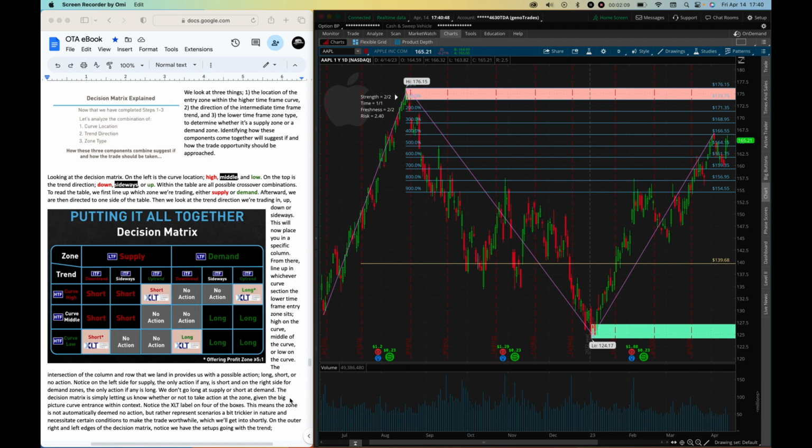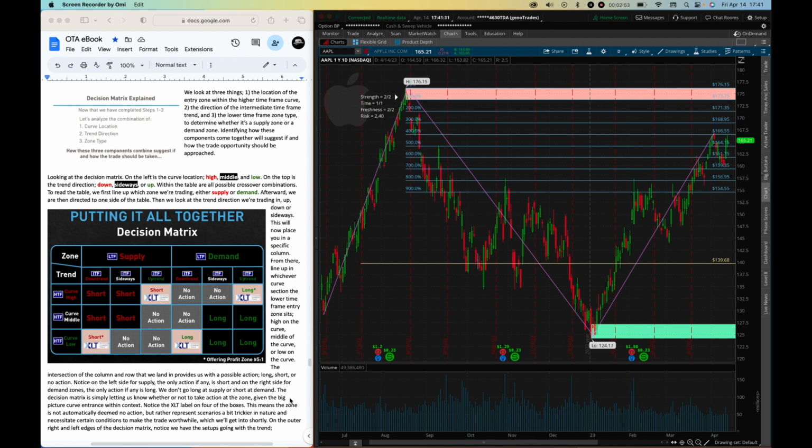Then we look at the trend direction. Are we in an uptrend, a downtrend, or a sideways trend? This will now place you in a specific column. From there, you line up in whichever curve section the lower time frame entry zone sits in. Is it high on the curve, in the middle of the curve, or low on the curve? The intersection of the column and the row that we land in will provide us with a possible action.